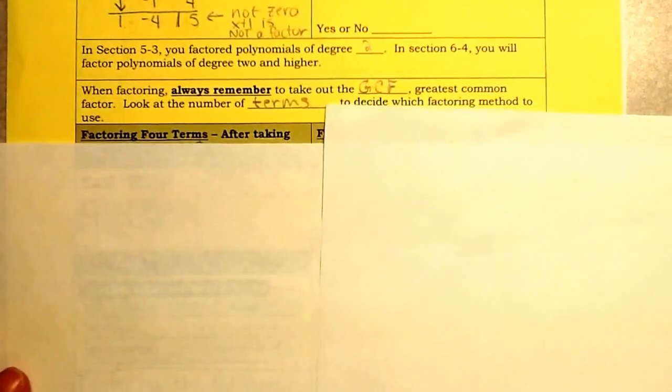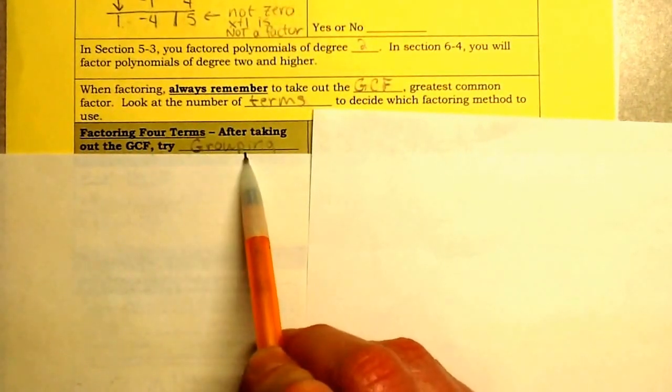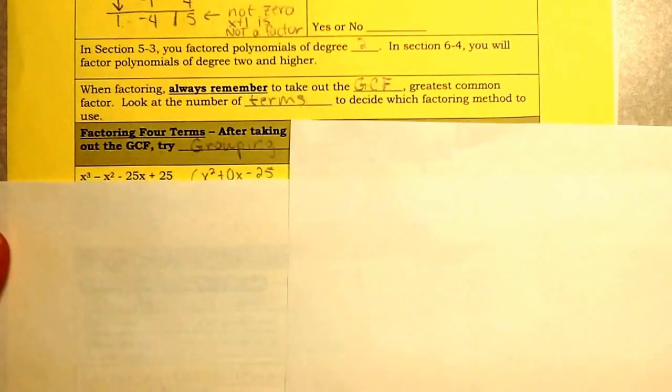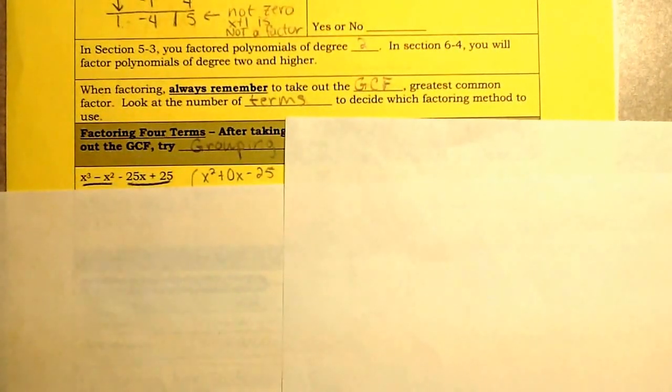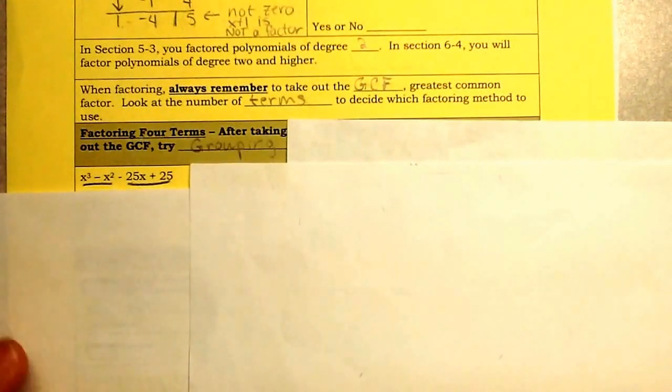After you take out the GCF, if you have 4 terms, I'm not sure if you can see that very well, that says try grouping. So if we look at this polynomial, we have 4 terms, so we want to try grouping. We're going to look at them 2 at a time and see what the GCF is.